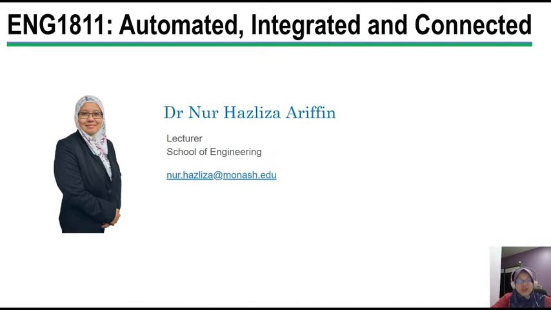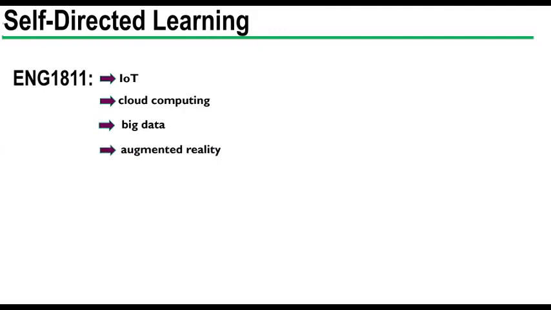I'll be teaching you ENG 1811, Automated, Integrated and Connected. In ENG 1811, we will be covering 4 out of 9 pillars of Industry 4.0, which are IoT, cloud computing, big data, and augmented reality. As a university student, you are expected to take responsibility for your own learning. I am sure that you have done this in a previous semester in another unit. So, in this unit, we will do the same process as well.